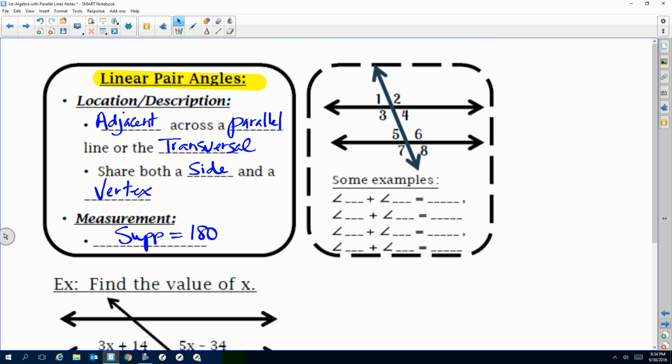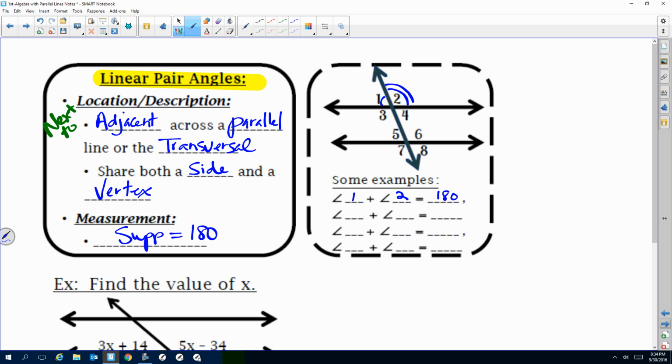Okay, go ahead and fill in our descriptions for that. Adjacent, remember adjacent is dealing with next to. They're next to each other. Across the parallel line and its transversal, they'll share a side and vertex. So our linear pair is supplementary, they equal 180. So some of the examples, not all, there's just some. I could be looking at my acute with angle 1 and my obtuse with angle 2. They share the horizontal line and they share the transversal, the line between them. So I can have angle 1 plus angle 2 equals 180.